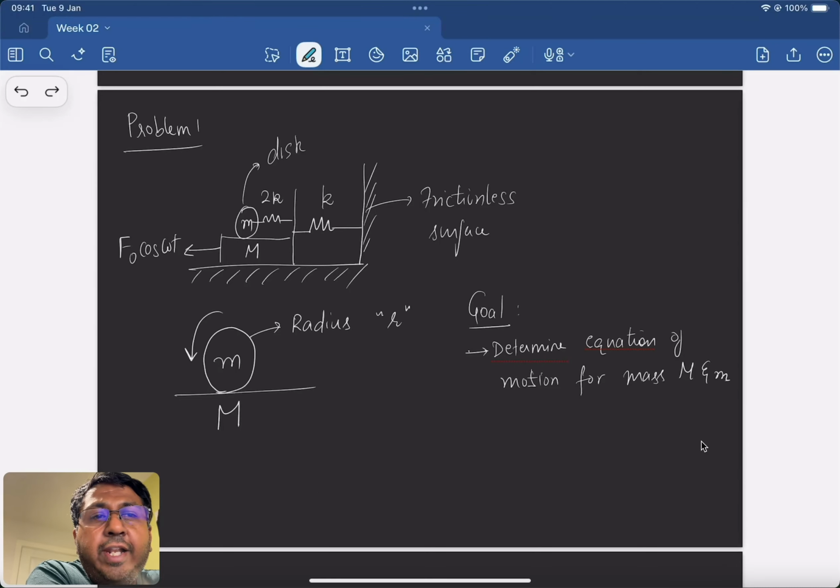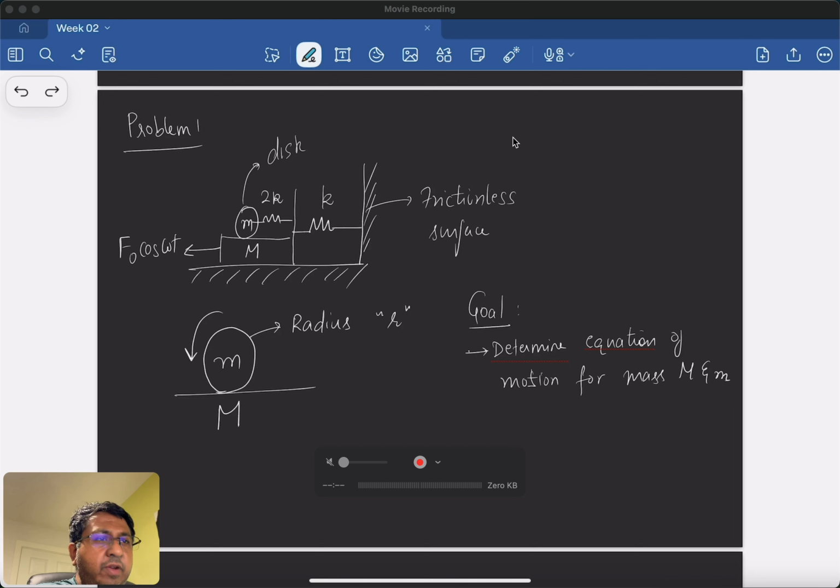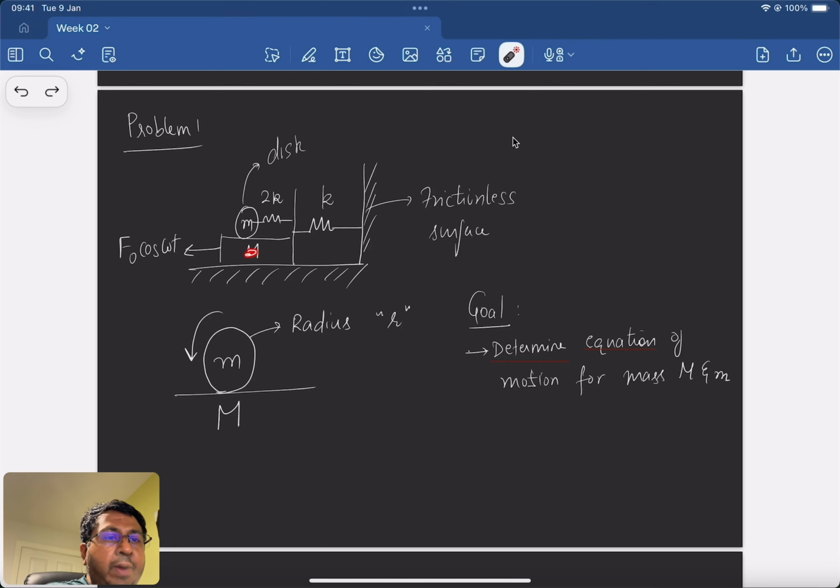Okay, so let's look at another problem that is already given in the write-up of our lecture, and let's try to understand the problem itself. For example, here we have a mass M, and over that there's a disk of small mass m. This disk is rolling on top of the bigger mass at the bottom, which is moving back and forth, and the disk on top of it is rolling on top of it, right? So it also has a translation motion.